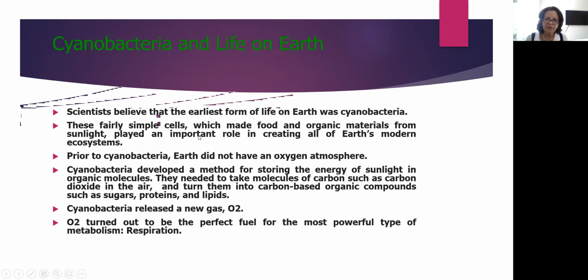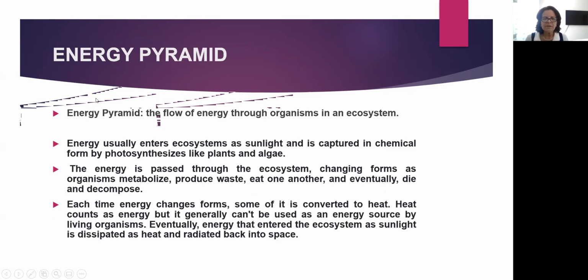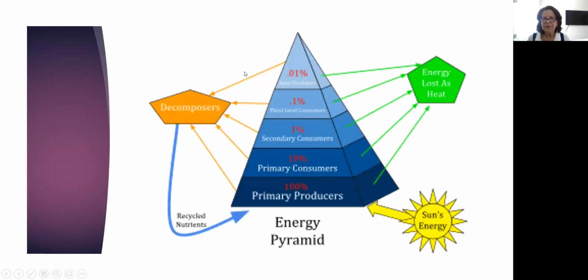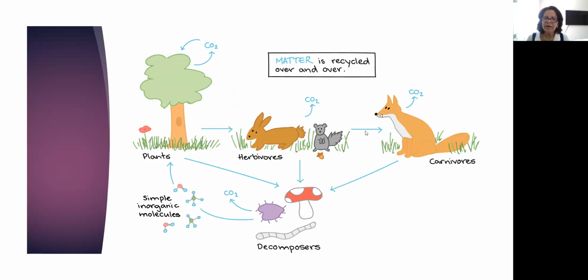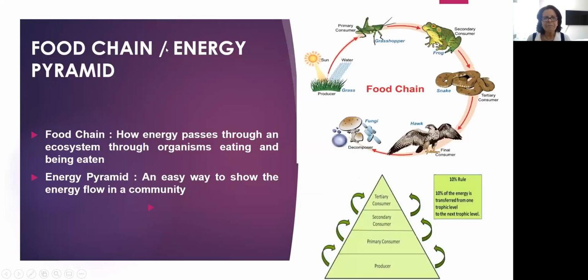This is what we have for the energy pyramid, which is the flow of energy through organisms in an ecosystem. And we have a picture and then how we explain that picture, how we explain the pyramid. Also, we have the food chain, where we talk about the type of energy, how energy moves around in this ecosystem.